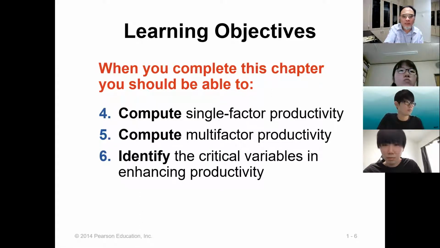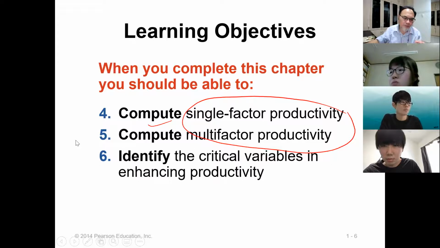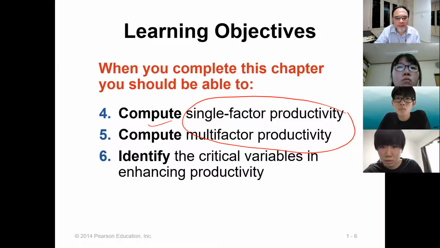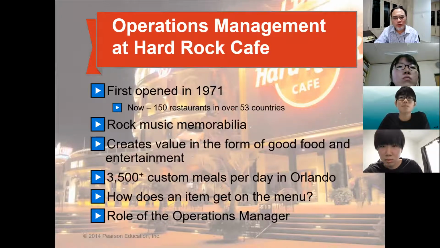And you will need to do a little bit of calculation, because productivity, if we do not measure, we do not know the quantity, we won't be able to do improvement. We cannot compare. If we say productivity is low, what is low? We need some number. Okay, we need some measurement. So I will try to teach you some computation on that. Okay, and what are critical variables in enhancing productivity? Right. So those are the topics that we need to go through.